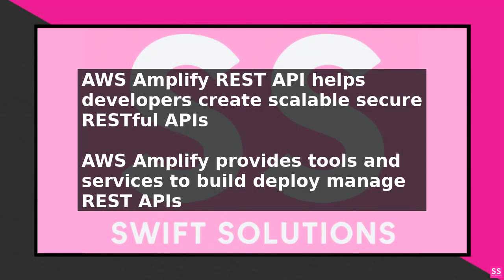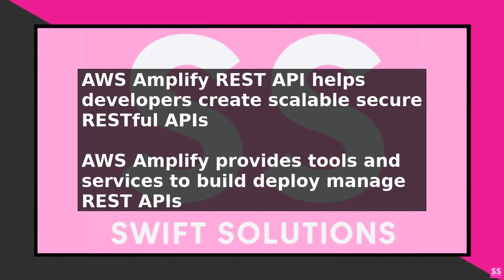AWS Amplify REST API is a development platform provided by Amazon Web Services that helps developers create scalable and secure RESTful APIs. To get started, you need to understand what a REST API is. A REST API is an architectural style for designing networked applications, emphasizing stateless, cacheable, and uniform interface. AWS Amplify provides a set of tools and services that make it easy to build, deploy, and manage REST APIs.